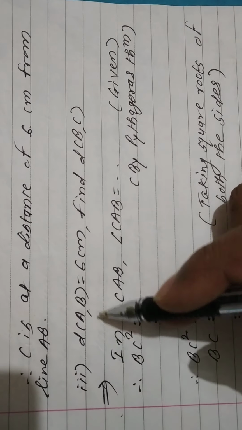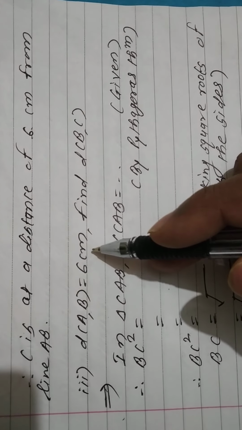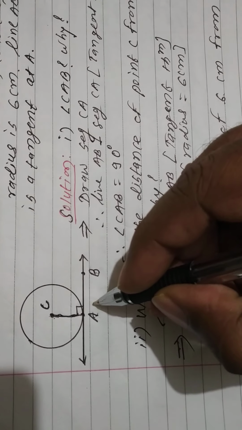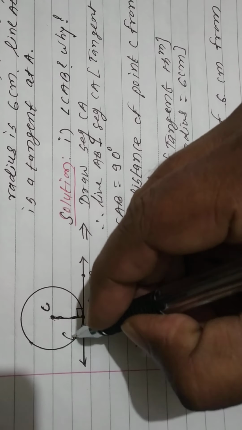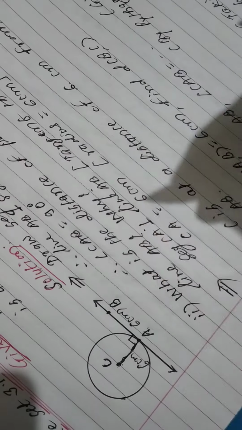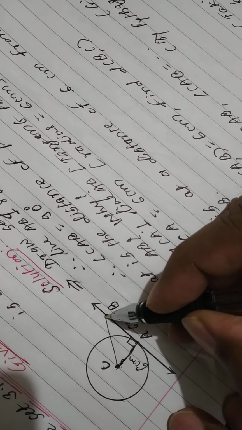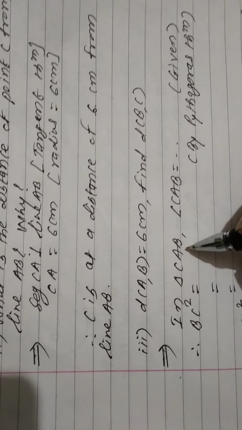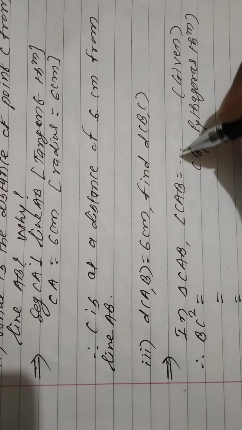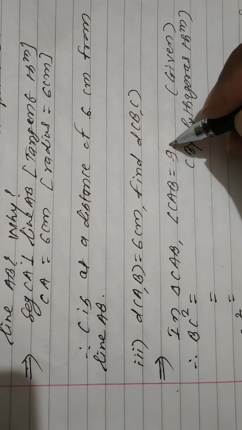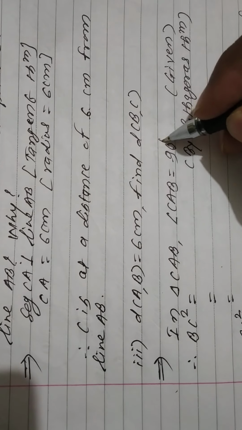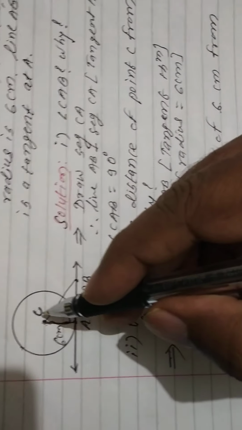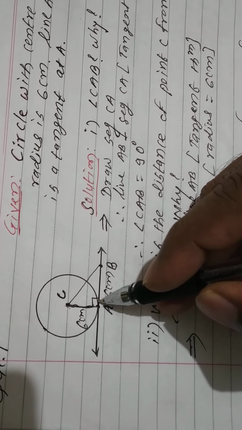Now third sub question, distance AB is equal to 6 centimeter, given. Find distance BC. In the figure, distance AB is 6 centimeter, and again radius is 6 centimeter. You find distance BC. Now the answer: in triangle CAB, angle CAB is equal to 90 degree. By tangent theorem, angle CAB is 90 degree.